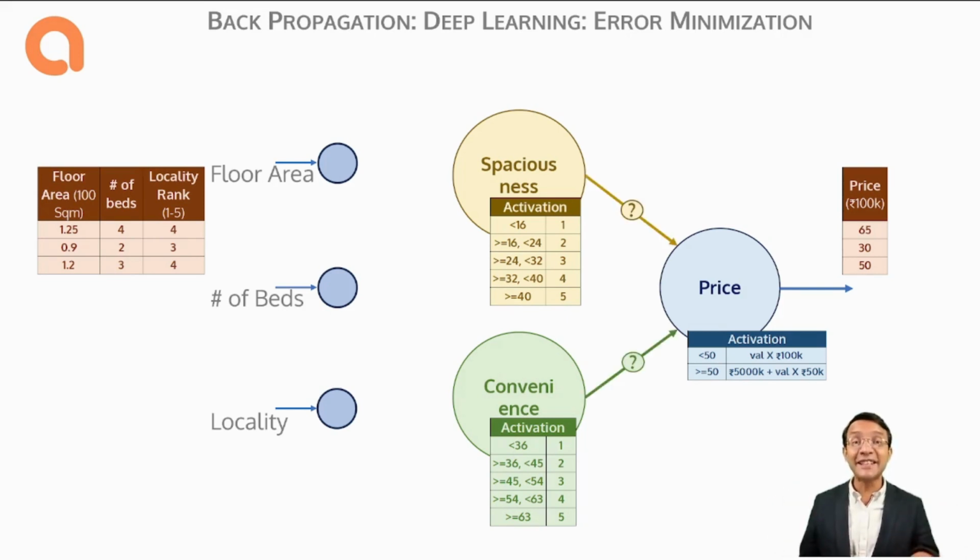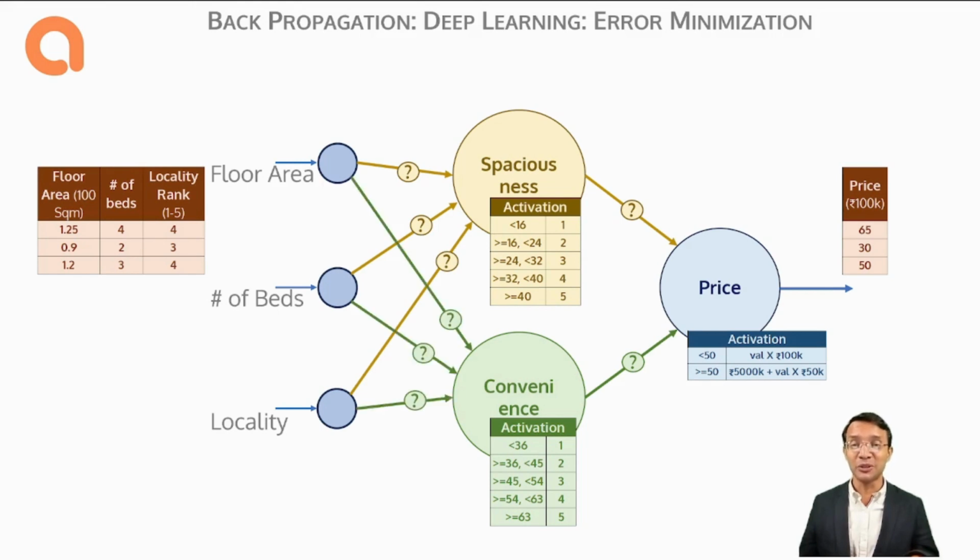So what exact factors do we multiply the activation from spaciousness by, or what exact factors do we multiply the activation of convenience by, and add them up to get price? We need to find that. Also, from the inputs, floor area, number of beds and locality, we need to find the respective coefficients or the multipliers to get the spaciousness, and similarly for convenience also we need to find those multipliers or coefficients.